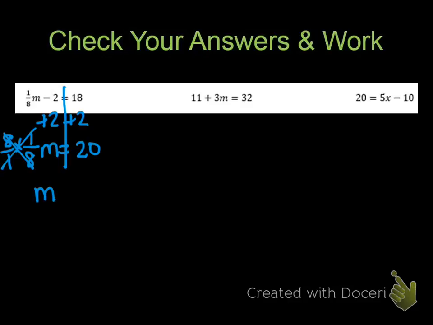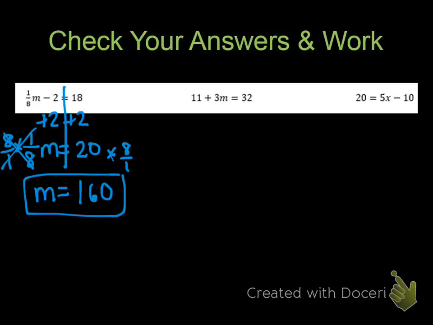And I'm left with m, which is the whole reason why we're solving. We want to isolate that variable. So I'm going to multiply by 8 over here. 8 over 1, or just 8. And I get 160. So my answer here is 160.